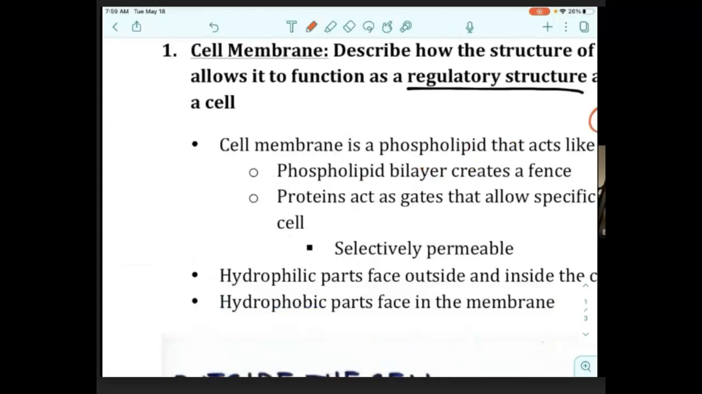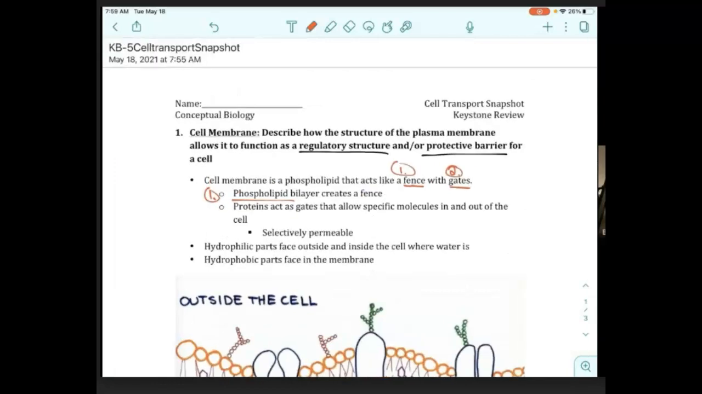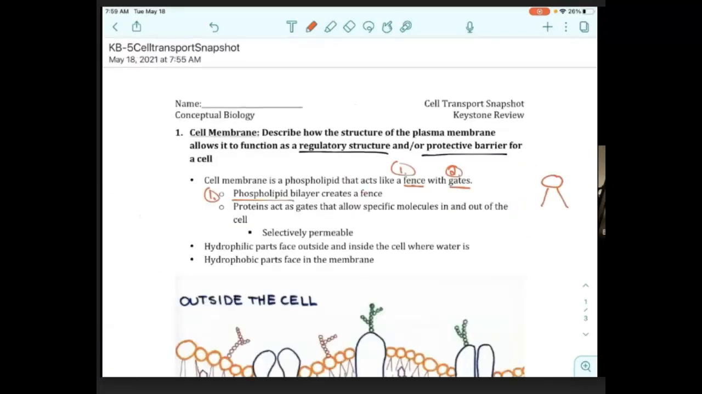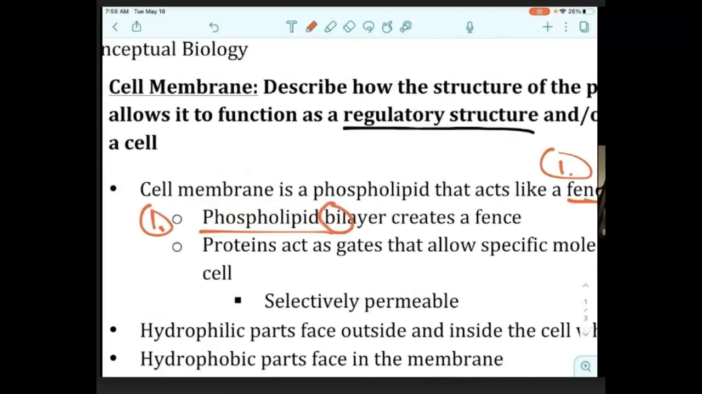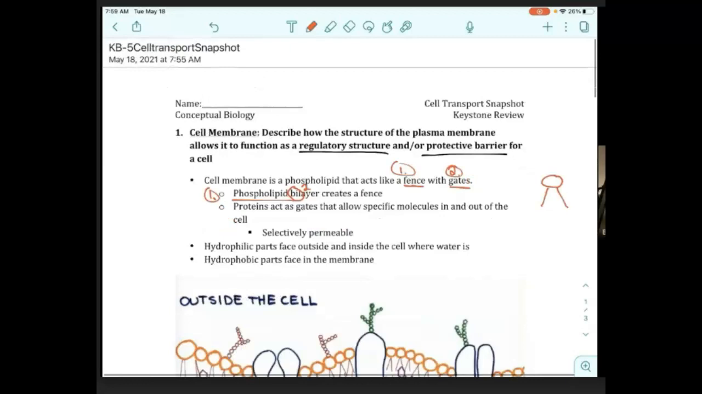And so down here below, the fence part is made up of phospholipids. Remember we said phospholipids, they look kind of like this. They've got a head and two tails, right? Remember we said that it's a phospholipid bilayer. Bi means what? Two. Maybe you want to jot down bi means two. So there's two layers of phospholipids that create a fence.